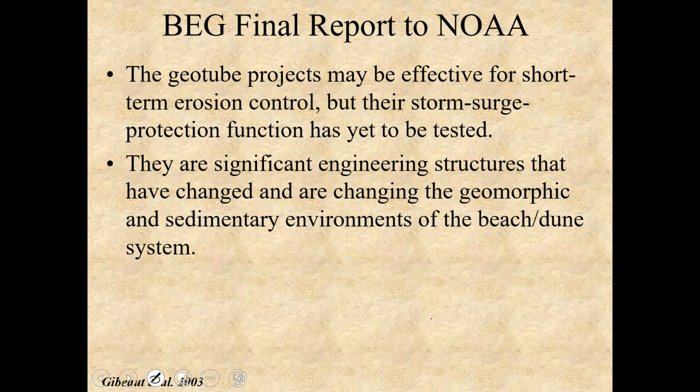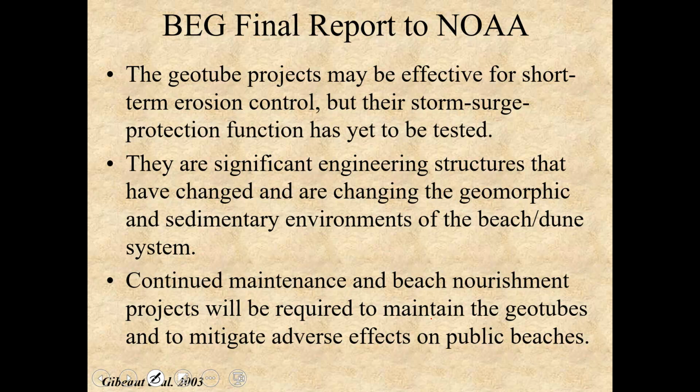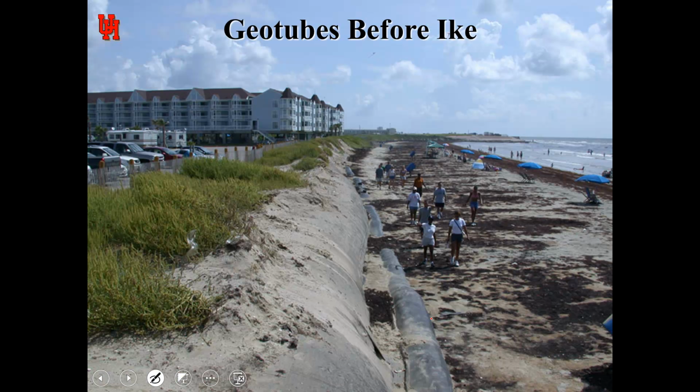Their major engineering structures significantly change the sedimentary environment, and you've got to continually maintain them. And by the way, you need beach nourishment if you want to mitigate the fact that otherwise the natural beach is going to erode. So you need to constantly maintain the geotubes because they can sometimes leak and get damaged, and you need beach nourishment as well.